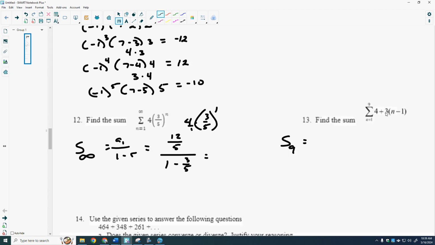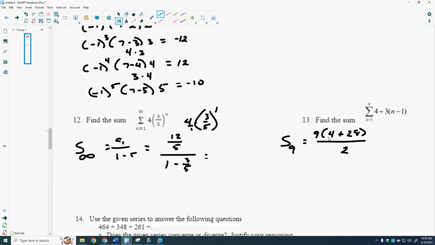First term, plug in 1. Got you gun shy, you don't want to think it's the 4. It is the 4, but let's just double check. Plug in 1. 1 minus 1 is 0. 0 times 3 is 0 plus 4. My first term is 4. Did that last time, didn't I? My number of terms is 9. My first term is 4. My 9th term, plug in 9. 9 minus 1 is 8. 8 times 3 is 24. 24 plus 4 is 28.